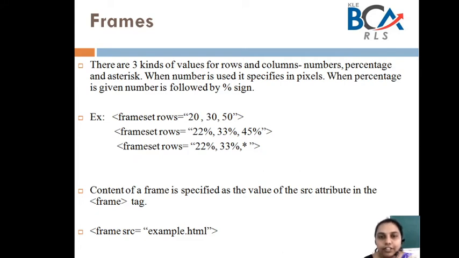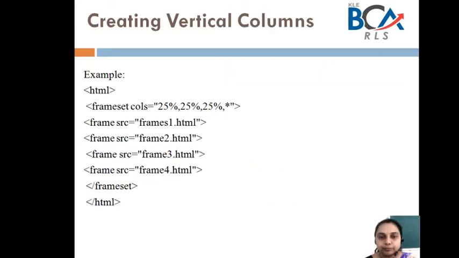Now, when we are going to divide the browser window into multiple frames, the next question that comes to our mind is, what is going to be the content of every frame? This content of every frame is going to be specified with the attribute source. So you can see in the example given, frame source is equal to example.html. So the particular frame is going to display the content of example.html. We will see one example on that. This is how we are going to create vertical columns. This example is going to help us understand how we are going to create vertical columns.